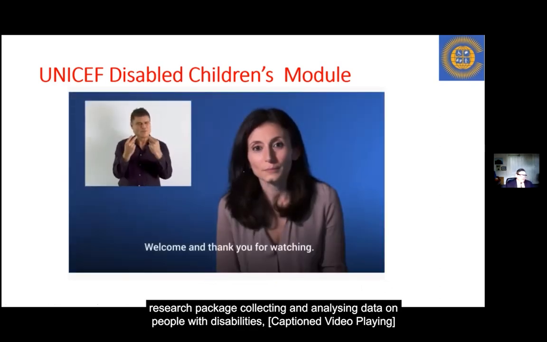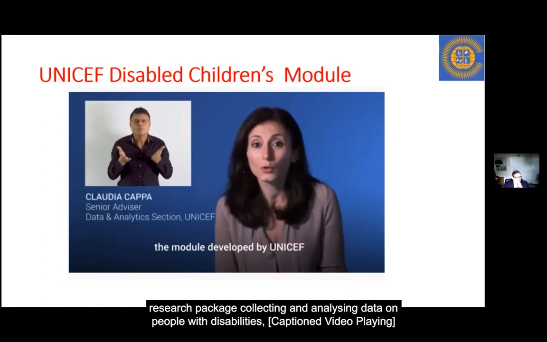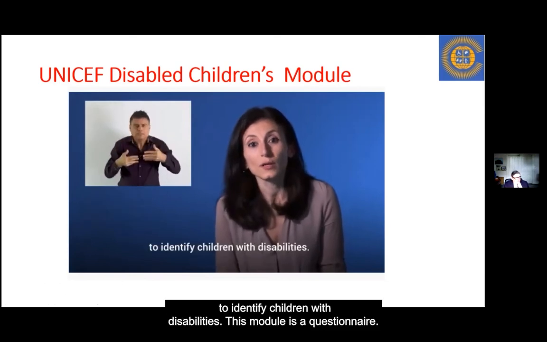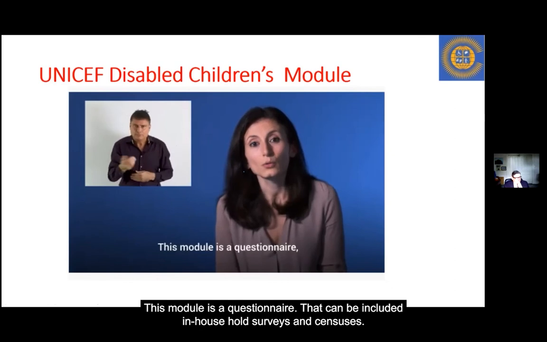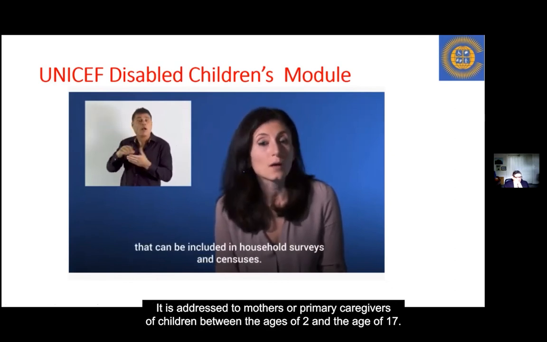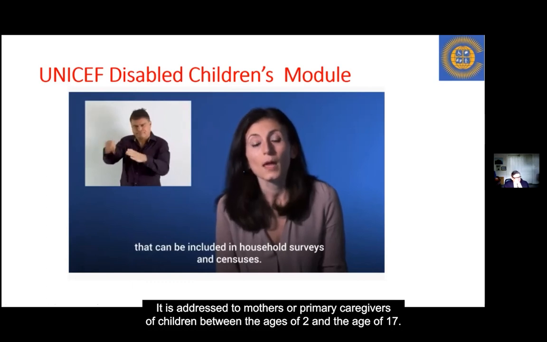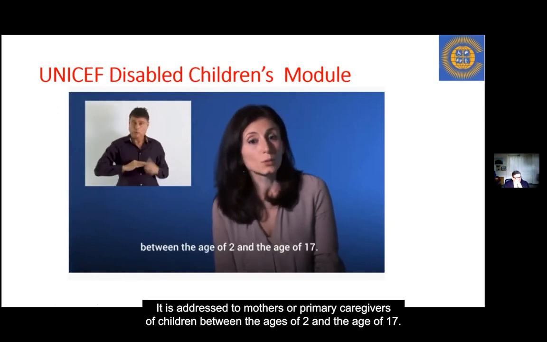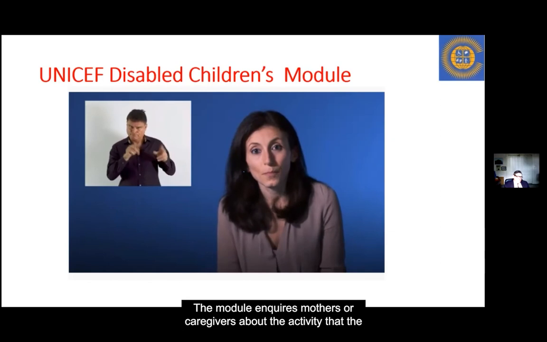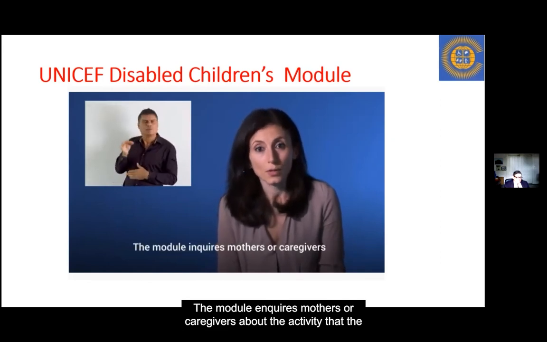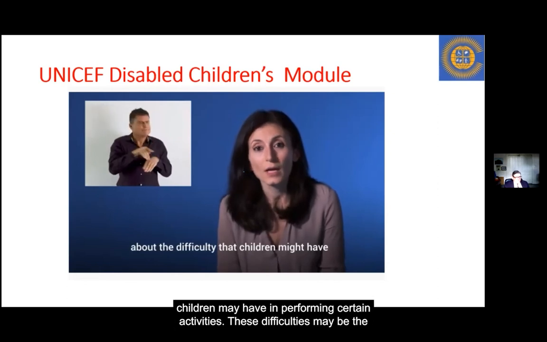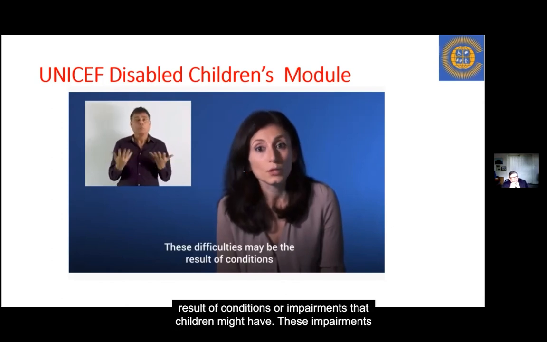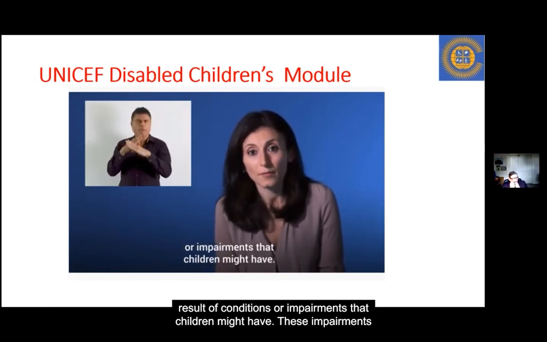Welcome and thank you for watching. In this video, I would like to talk about the module developed by UNICEF and the Washington Group on Disability Statistics to identify children with disabilities. This module is a questionnaire that can be included in household surveys and censuses. It is addressed to mothers or primary caregivers of children between the ages of 2 and 17. The module asks about the difficulty that children might have in performing certain activities. These difficulties may be the result of conditions or impairments that children might have.